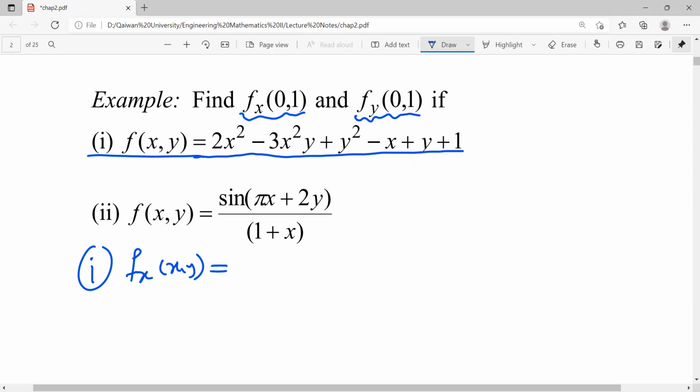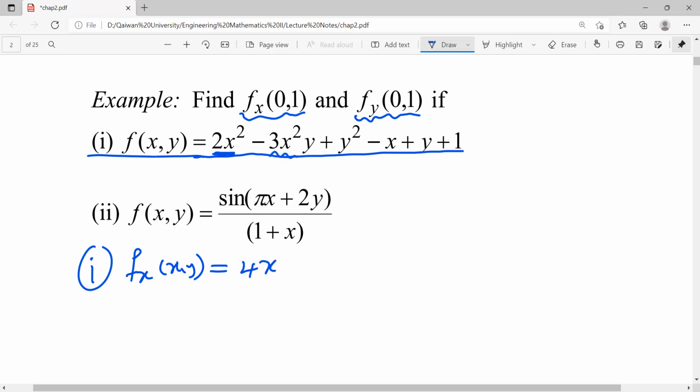equals, we take the partial derivative of the function with respect to x. In this case, we treat y as constant. That means if you have y alone in a term, its derivative is 0. Look, we have 2x squared. As we take the partial derivative with respect to x, it becomes 4x.